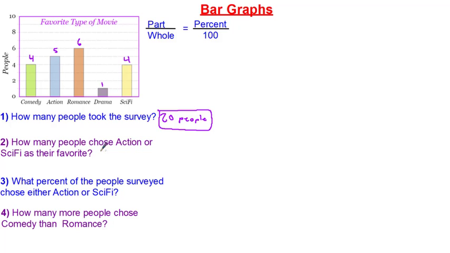How many people chose action or sci-fi? So I'm going to take a look at action, which is right here, which is 5, and then sci-fi, which is 4. So 5 plus 4 is 9. So there were 9 total out of 20 who chose either action or sci-fi. So 9 over 20 is my ratio, and I'm going to set that equal to x over 100 so I can find the percent. So how many people? There were 9 people. So that's the answer for number 2.